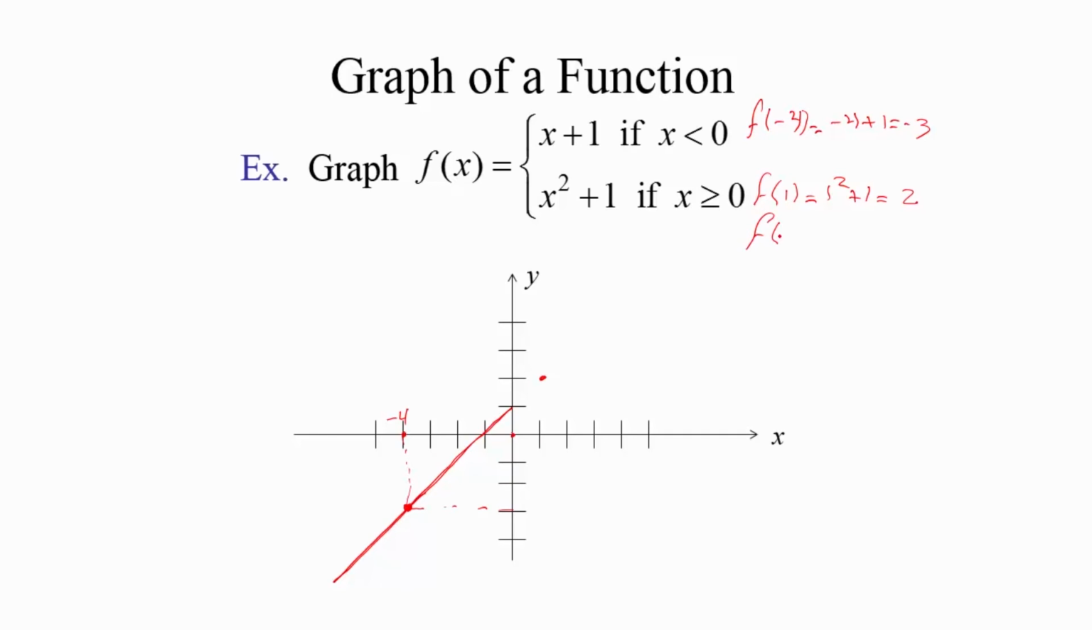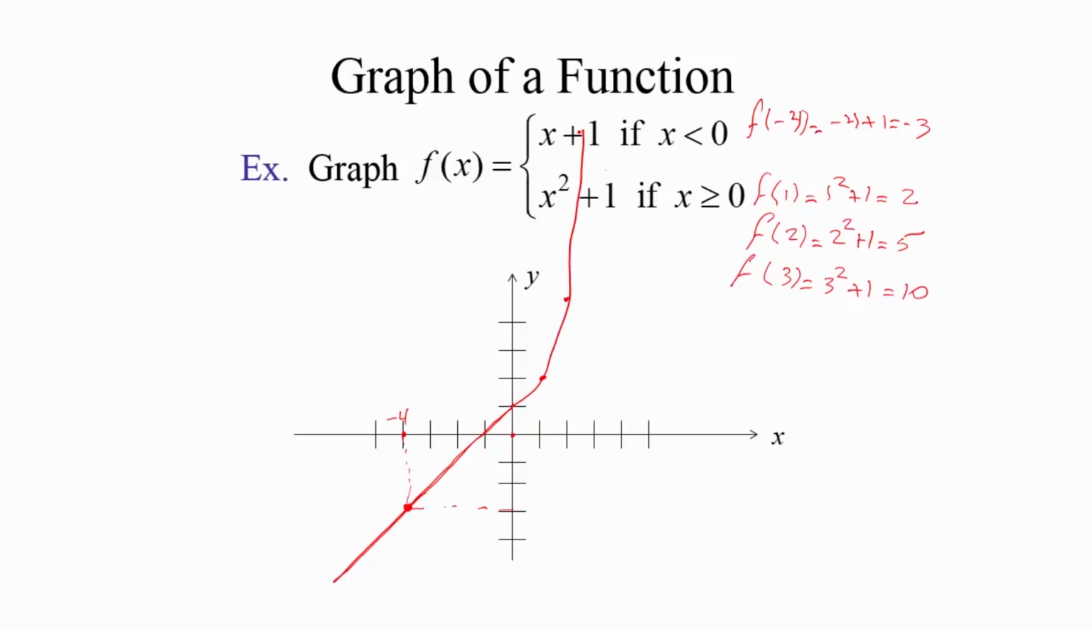f of 2 would be equal to 2 squared plus 1. That is equal to 5. So 2 would be 5, probably up here. When x is 3, that would be 3 squared plus 1. That would be equal to 10, right? Somewhere up here. So from beyond this point, it's going to be nonlinear. It's going to be a curve going up like that.